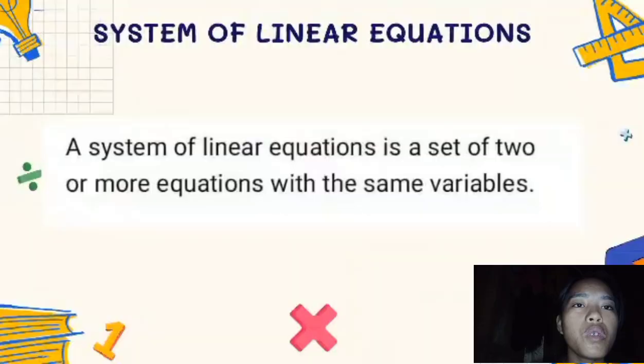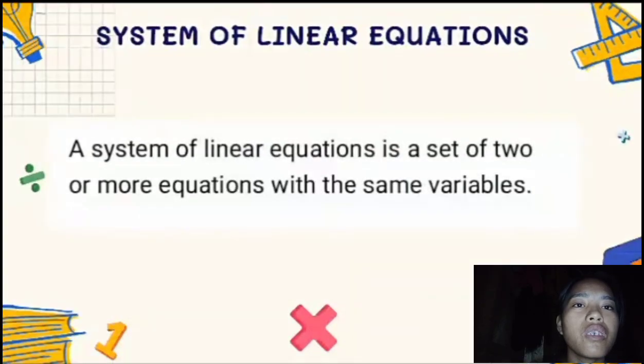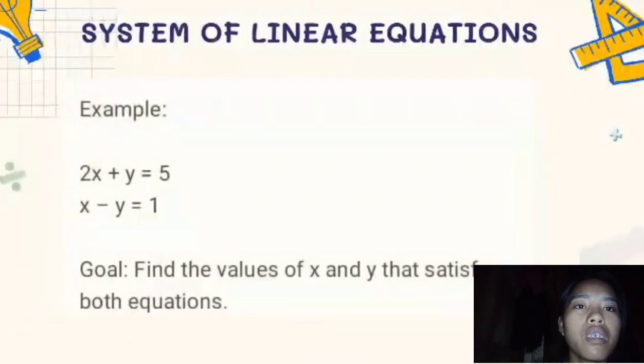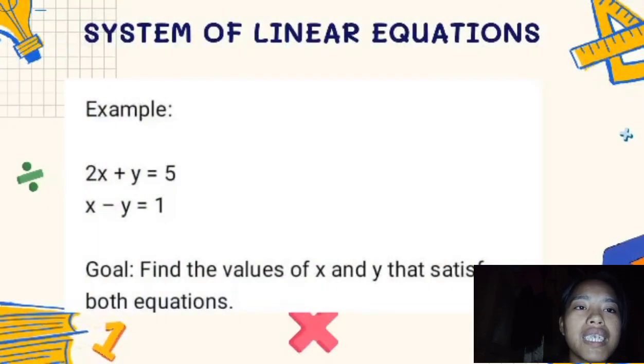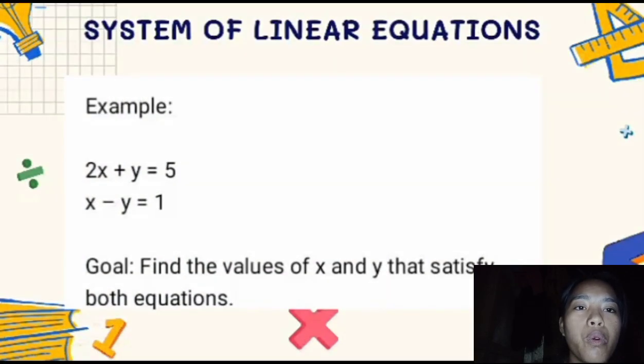So a system of linear equations is a collection of two or more equations that contain the same variables. Our goal is to find the values of the variables that satisfy all equations at the same time. In this example, we are looking for the values of x and y that make both equations true. So the example is x plus y is equal to 5 and x minus y is equal to 1.